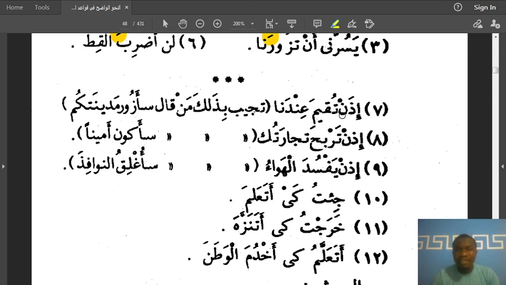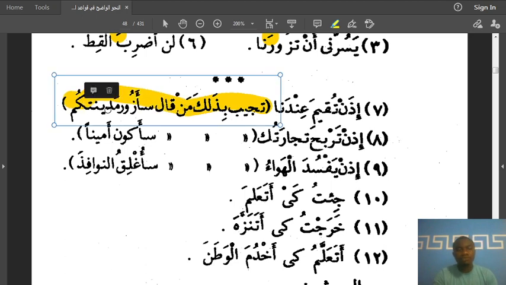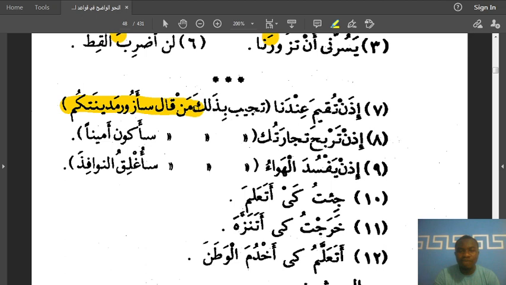We have idhan. Example number 7. Idhan tuqima indana. Then you stay with us. Tuqima is from the verb aqama. Aqama means to stay at a place. Idhan tuqima indana. If so, you stay with us. Now, what is this expression used for? That is what he put into brackets here for us. This long thing he put into brackets is explaining to us what we use this short sentence for. Idhan tuqima indana, another fatha.